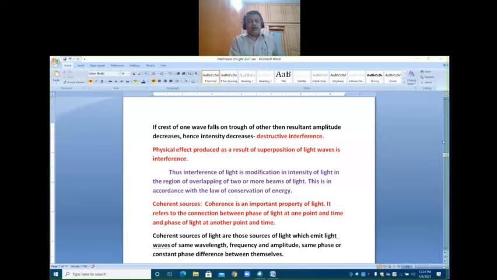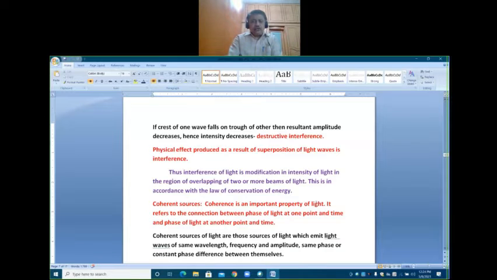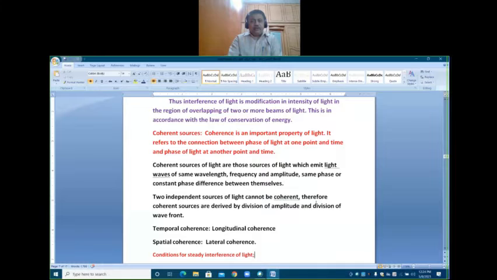If one particular part, because of destructive interference, is less intense or dark, that energy lost appears at the bright or constructive interference part, so that total energy remains the same. Hence conservation of energy is valid in case of interference. So this is what you can write for interference.